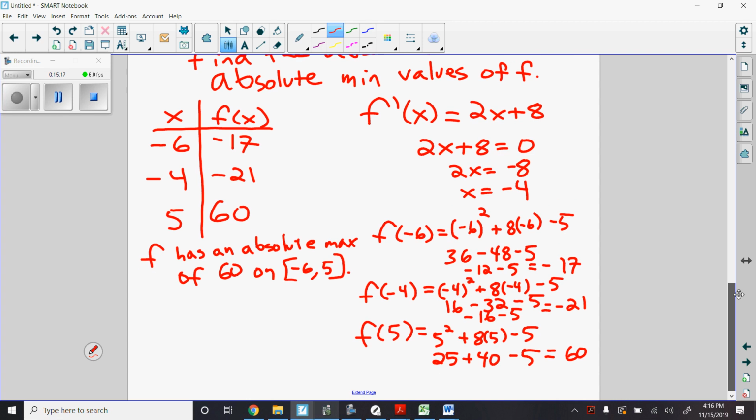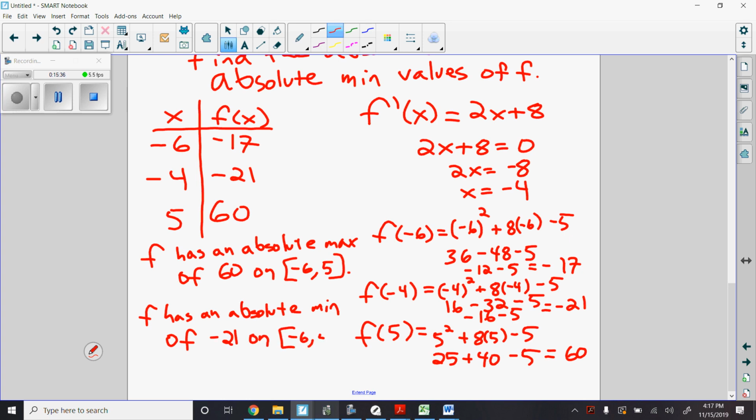And then my absolute min would be -21 because that's the smallest number. And the extreme value theorem tells you that all we have to check are critical points and endpoints, because those are the only places where a maximum could apply as long as the function is continuous.